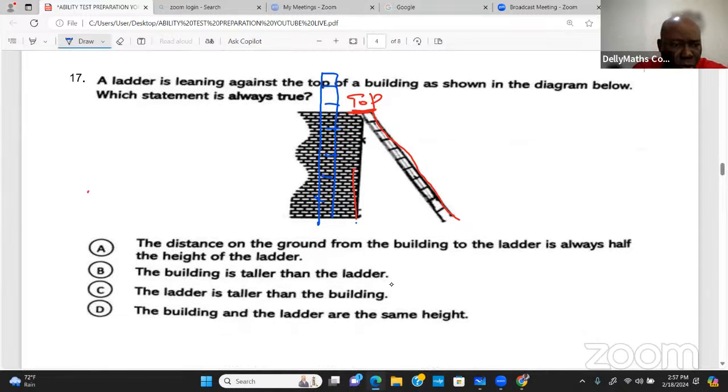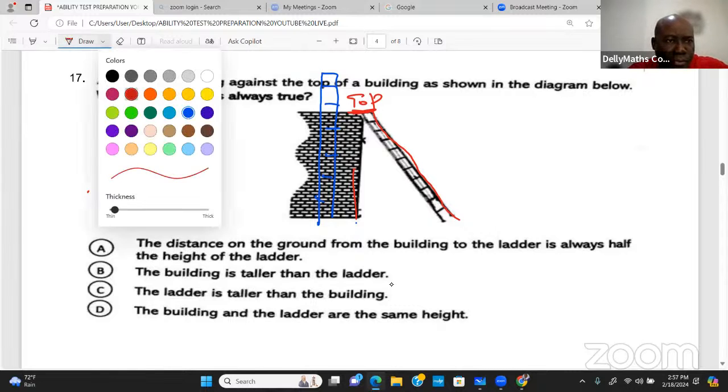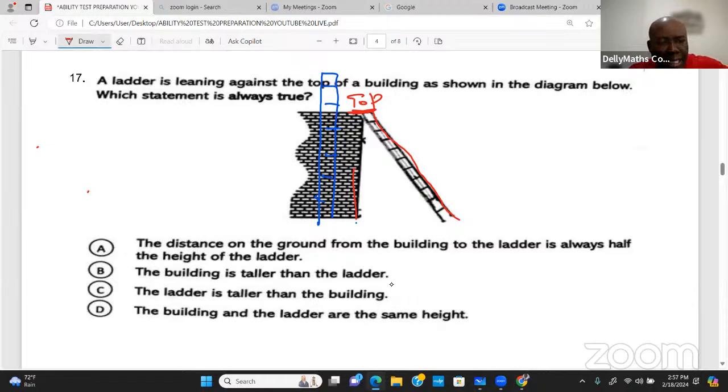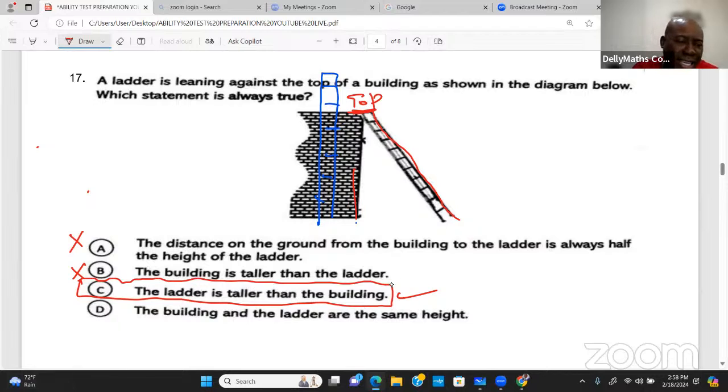But let us see what they have. A says the distance on the ground from the building to the ladder is always half. We don't know that. The height of the ladder, this is something that nobody knows. The building is taller than the ladder? Definitely not. The ladder is taller than the building. I agree with this one, and I think I'm going to stop right here. I'm not even going to look at the other one because I'm certain that the ladder is taller than this building. This one says the building and the ladder are at the same height. Definitely not the same height.